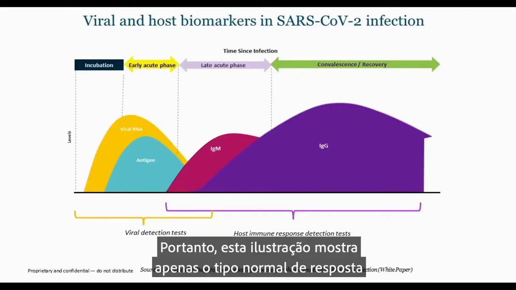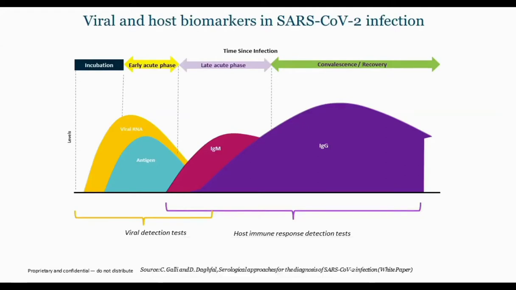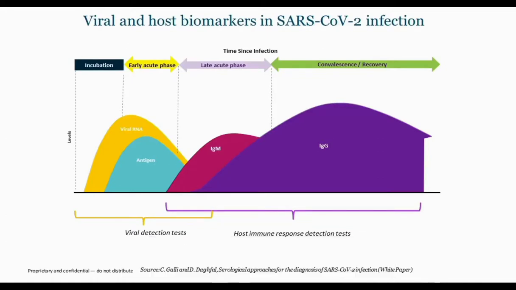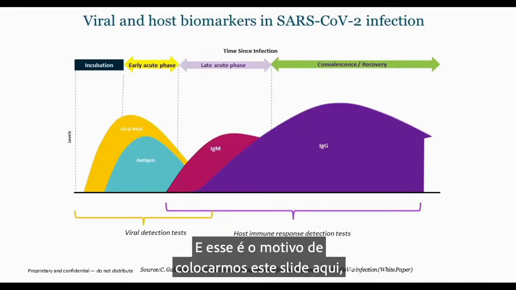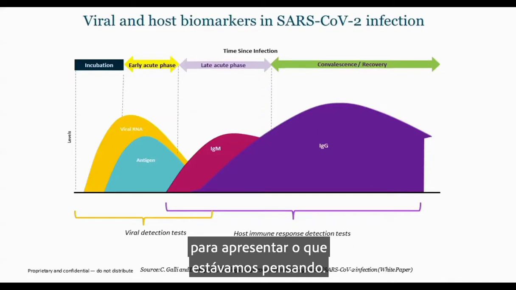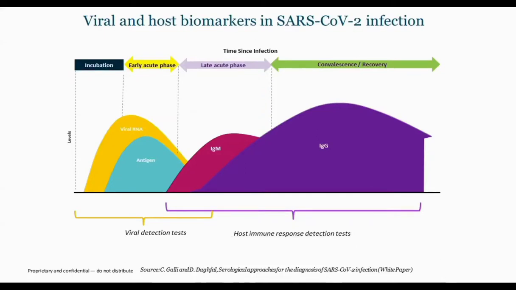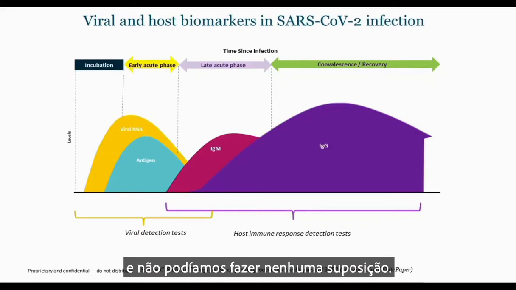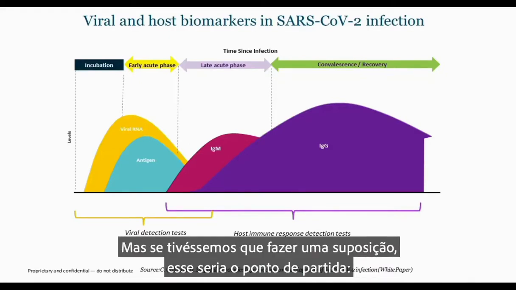So this illustration just shows a normal immunological and virological response to an infection with a normal virus, what you would expect. The reason for putting this slide in here is to present what we were thinking, but we were very conscious that we didn't know this was a new virus and we couldn't make any assumptions. But if we had to make an assumption, here's a starting point.